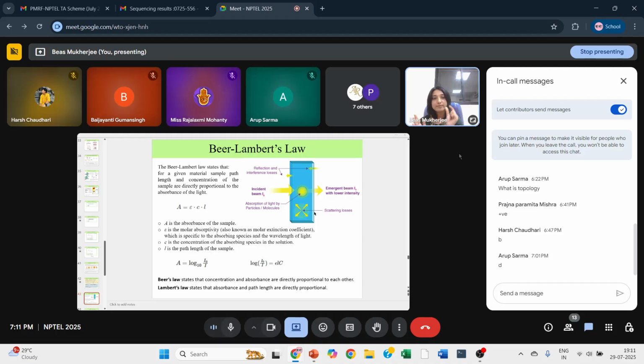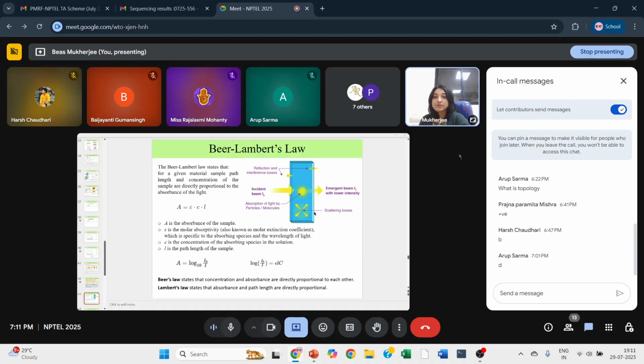So A is equal to epsilon into C into L, that is the formula, and epsilon is equal to the molar extinction coefficient of tryptophan into number of tryptophan, plus that of phenylalanine into number of phenylalanine, plus that of tyrosine into number of tyrosine. These values will be given to you, and the numbers will also possibly be given to you, but you will be asked to find out absorbance and concentration values.